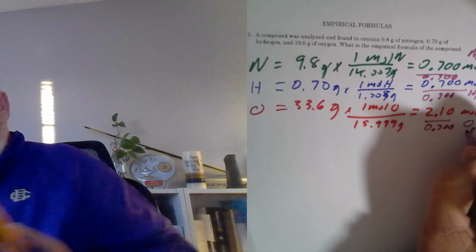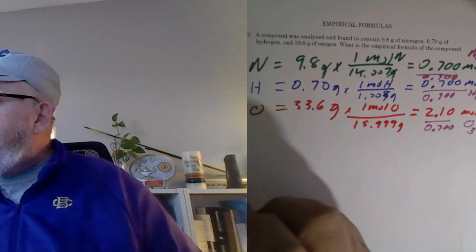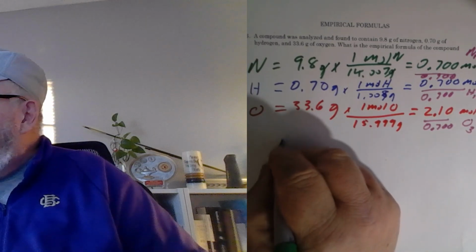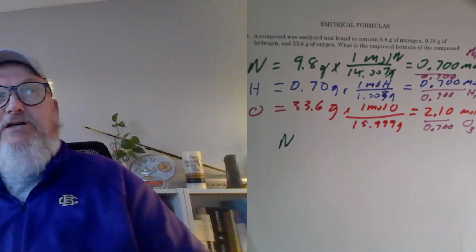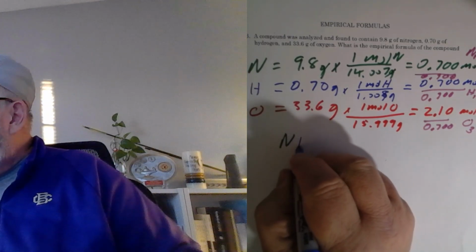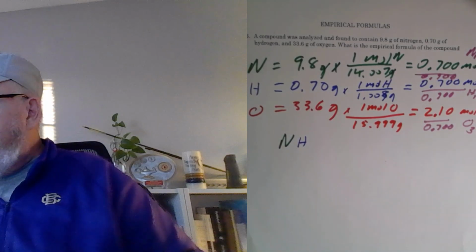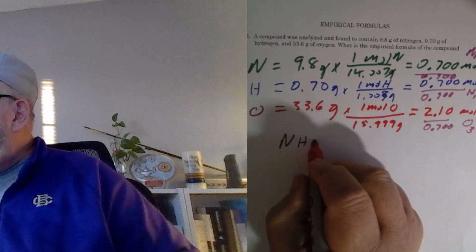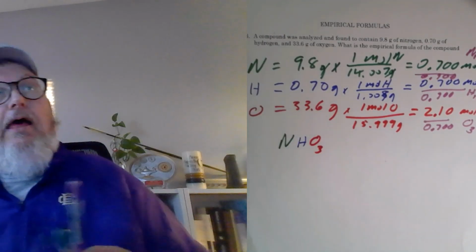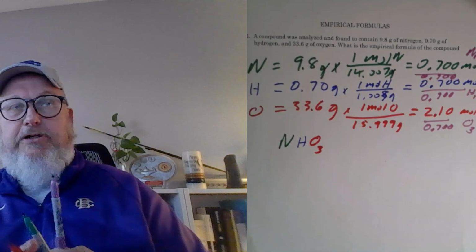So, to get my empirical formula now, I've got 3 good whole numbers. I've got N, and if I don't put anything down there, that means it's understood to be 1. I've got H, 1, and I've got 3 oxygens, so NOH3 would be my empirical formula. It's the least whole number ratio.